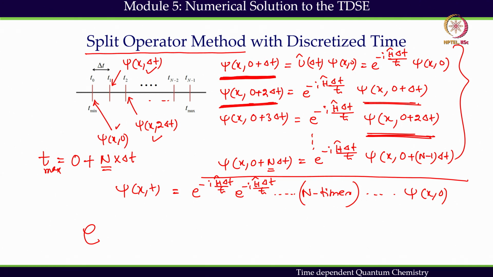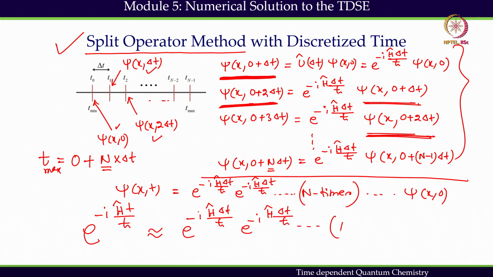for split operator method. I can use the split operator method where I will be writing e to the power minus i H t by h cut. Under the split operator method, what I am going to write here is that it is going to be e to the power, nothing but the product, n times product of this short time propagator, e to the power minus i, n times. Then I can use this split operator approach.